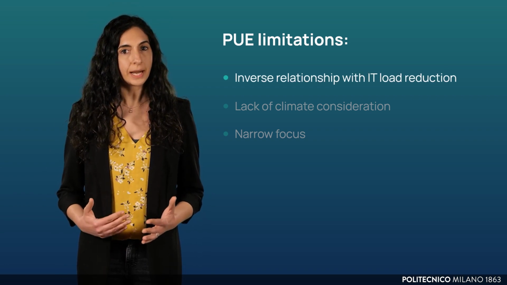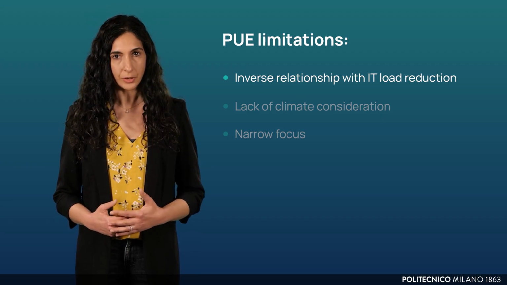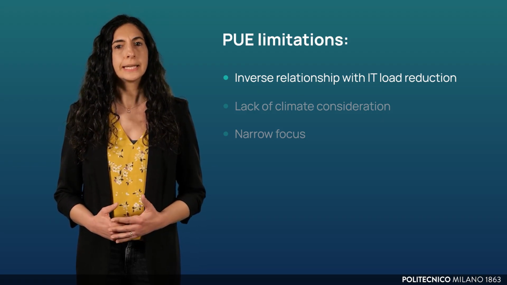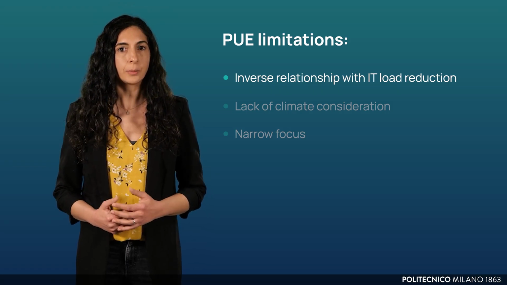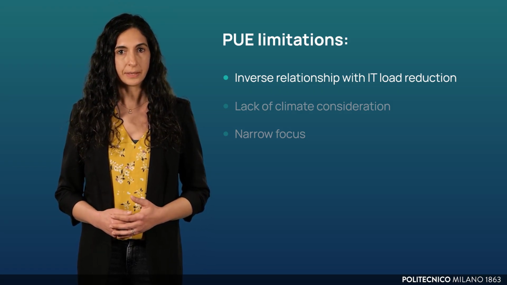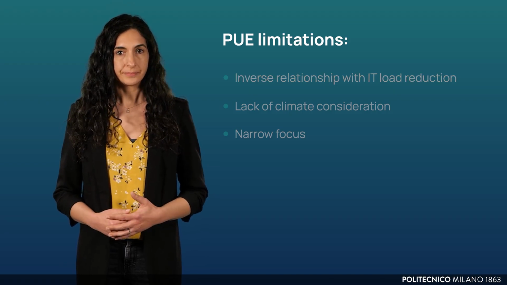Inverse relationship with IT load reduction. As can be seen from the formula, considering only PUE as a metric for data center efficiency can lead to a paradox. In fact, if we make the IT component more efficient within the same infrastructure by using the servers more efficiently, the PUE can actually worsen.